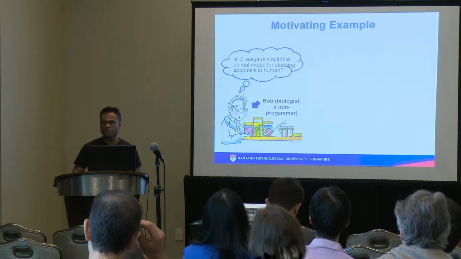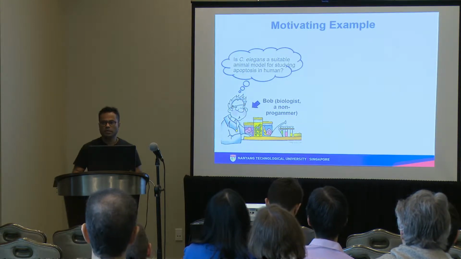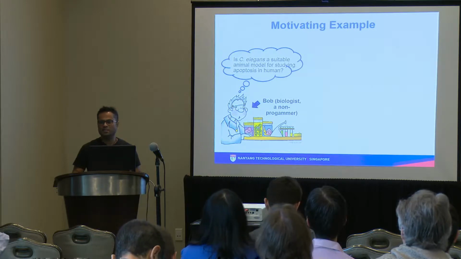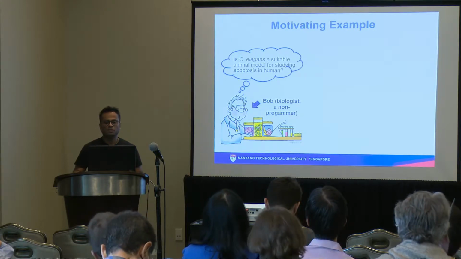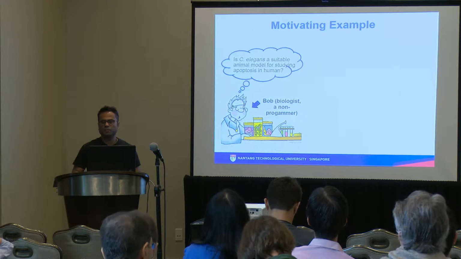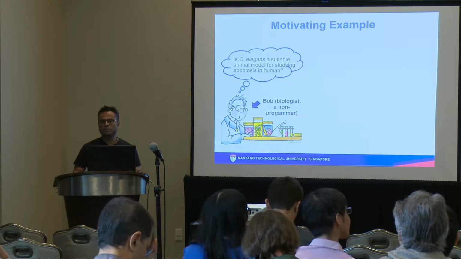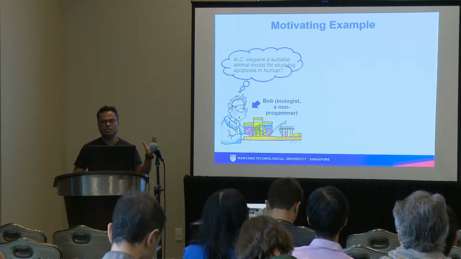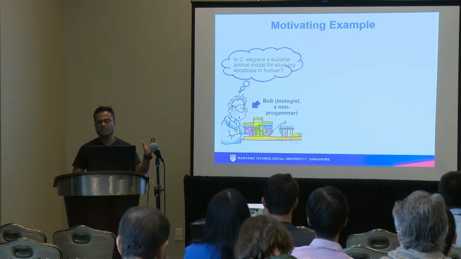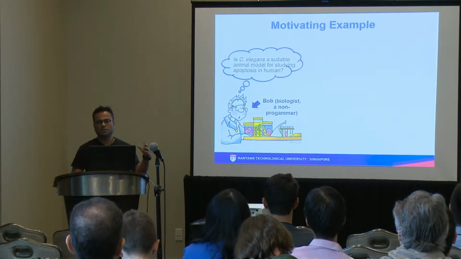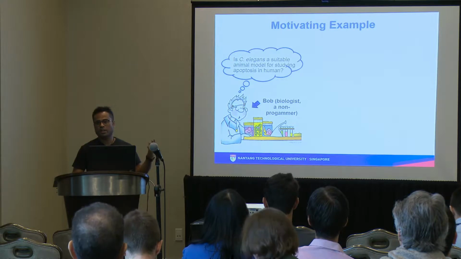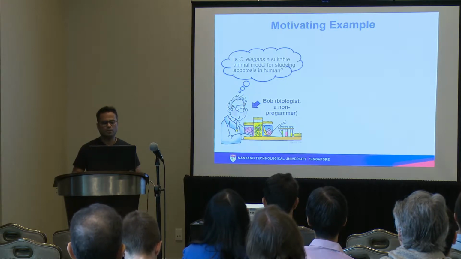Bob is a biologist and a non-programmer. And a query Bob would like to ask is: C. elegans, which is a kind of worm, is a suitable animal model for studying apoptosis in humans. Apoptosis is a biological process that controls cell death. In cancer, this particular process is misregulated, goes haywire, and that's why cells grow uncontrollably.